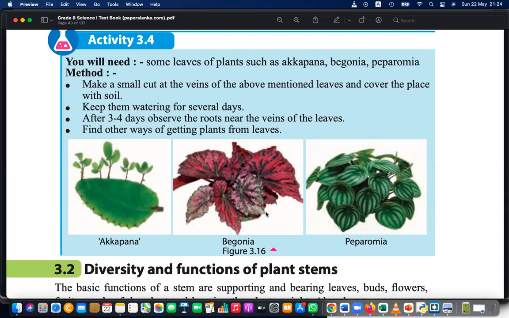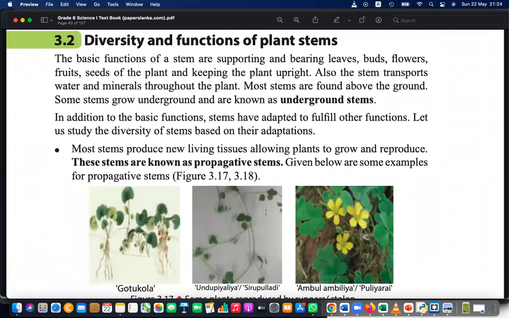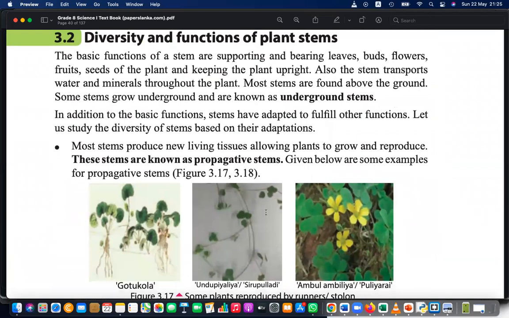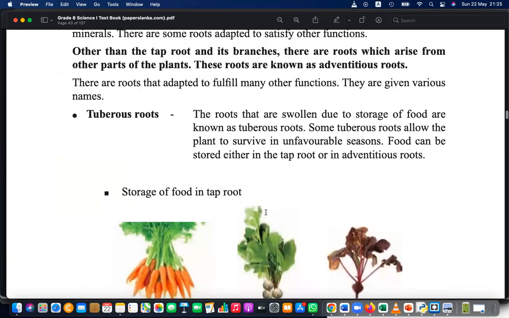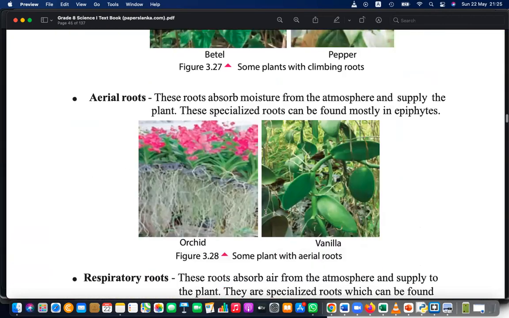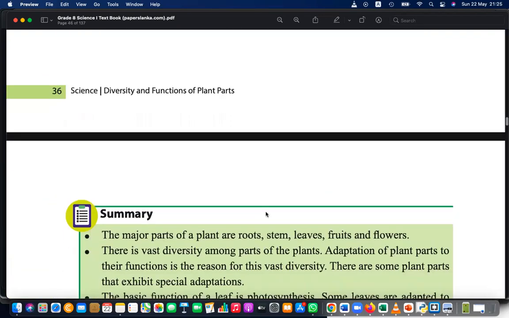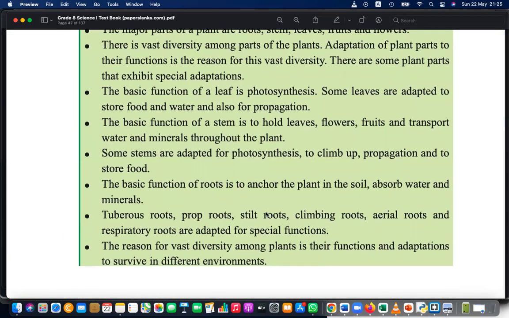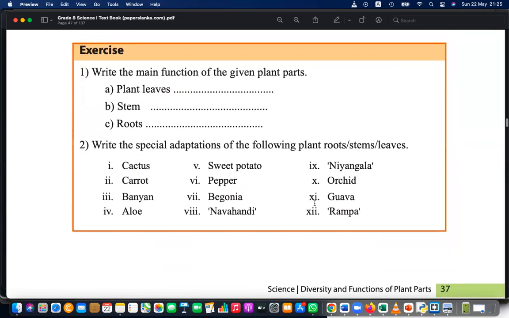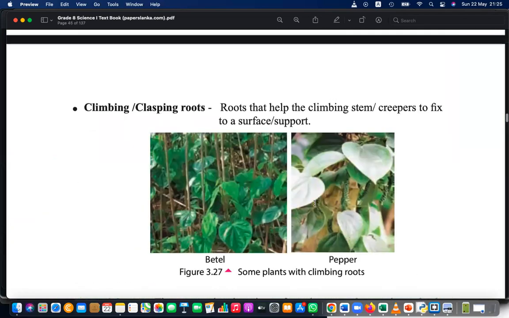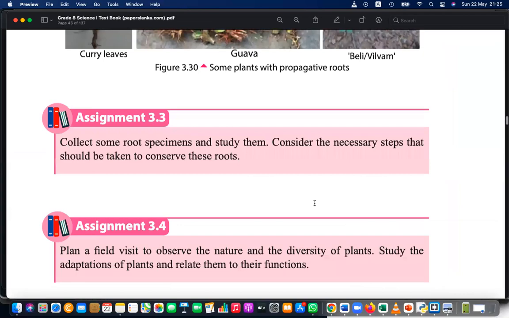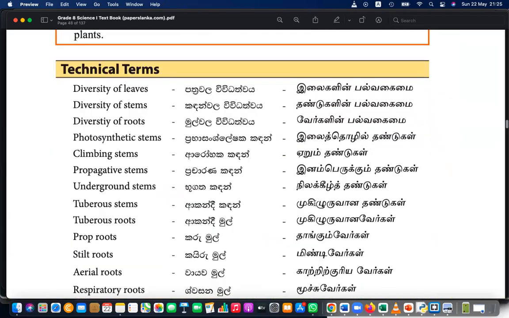Okay, sir. Right, next is the diversity and functions of plant stems. That I'll keep for the next day. Leaves we have discussed, then the stem and root. Root also we have to discuss a lot because some are prop roots, still roots, climbing roots; likewise different root systems are there. So we need to discuss a lot of things about the root system too. And stem, we don't have to discuss much. Stem, we can finish next day. And the week after, we can discuss the root system.